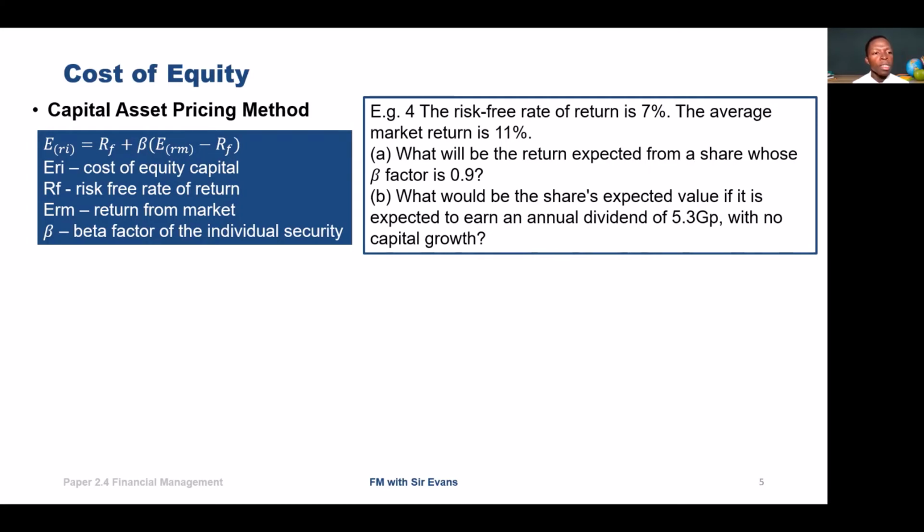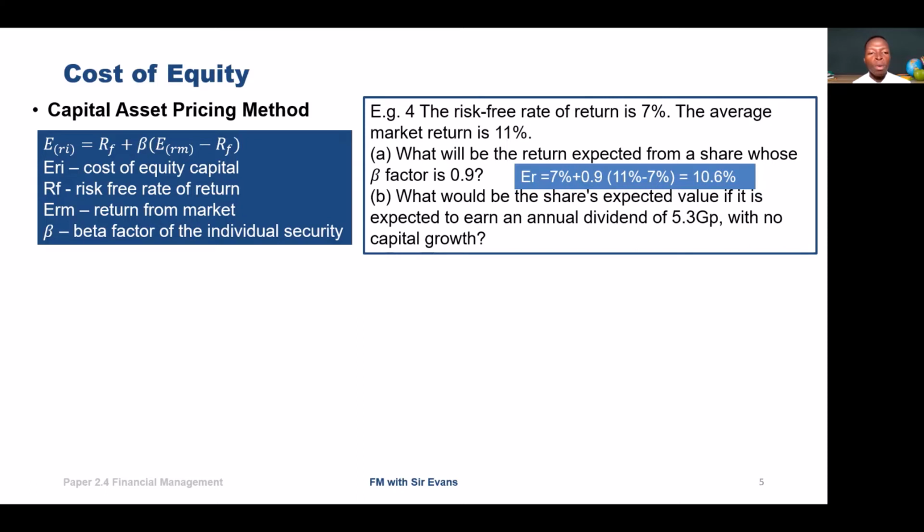So considering the capital asset pricing method formula, we know our beta is 0.9. Our risk-free is 7%, market return is 11. When we put that in the function, we'll be getting 10.6% to be the cost of equity. And the second part of the question says, what will be the share's expected value if it is expected to earn an annual dividend of 5.3 pesos with no capital growth?